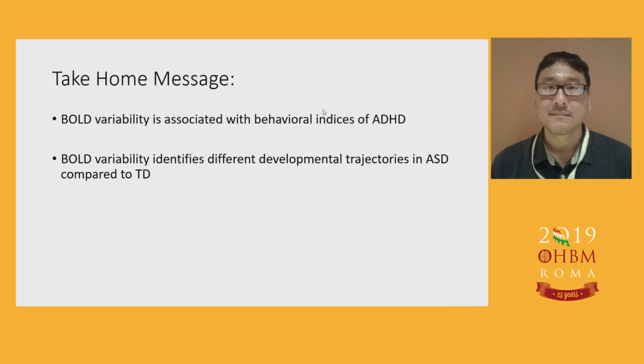So to wrap up, bold variability can characterize atypical development. We saw it was related to behavioral indices of ADHD, but didn't differentiate between groups. And then also bold variability identified different developmental trajectories in ASD compared to TD, with most of those results showing that individuals with ASD had a steeper decline in variability compared to TD individuals.